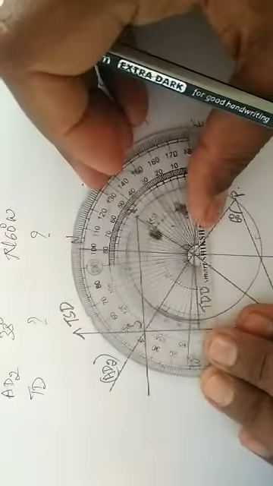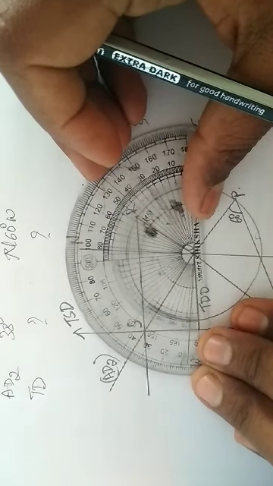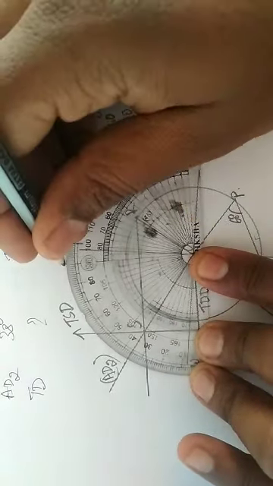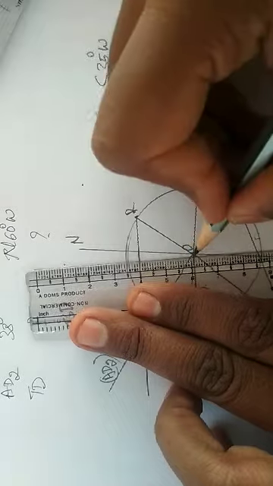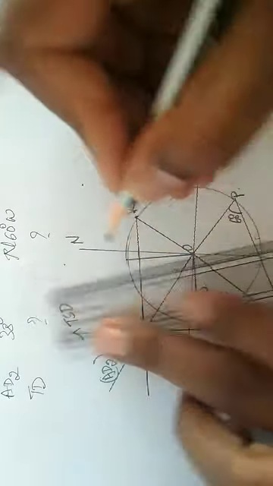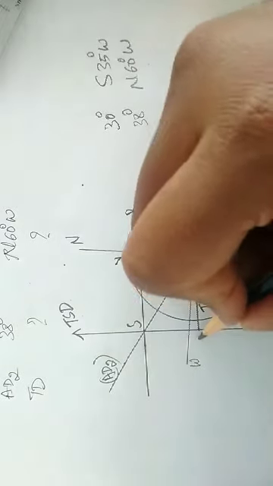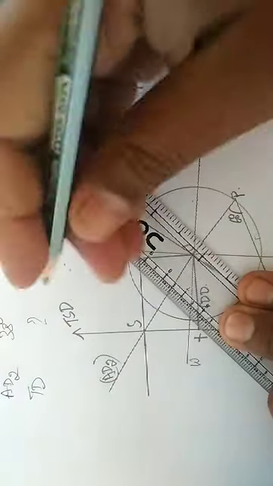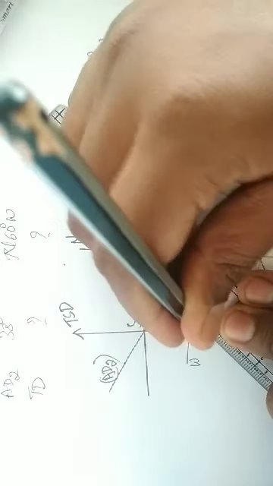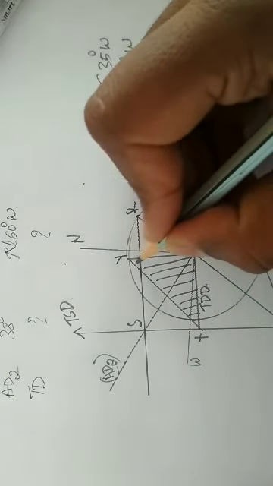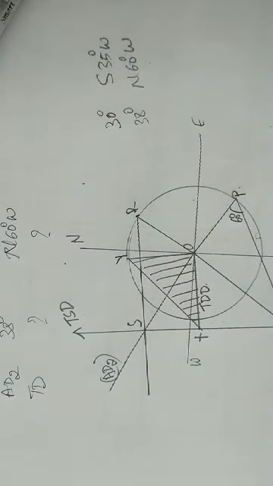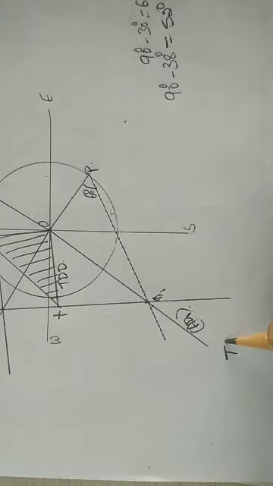Then again draw the perpendicular to this true dip direction by placing the protractor on the point O, and join this up to the circumference of the circle from the point O. Here name it as Y and this as X. Now join X and Y. This is the triangle which we got. This is what we want in order to find out the true dip direction as well as the true dip amount.